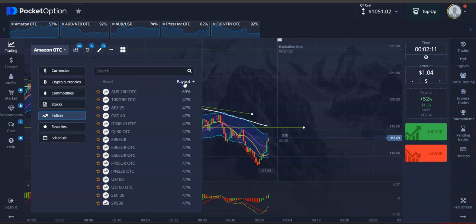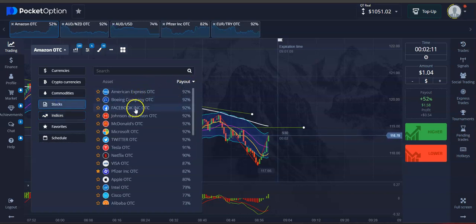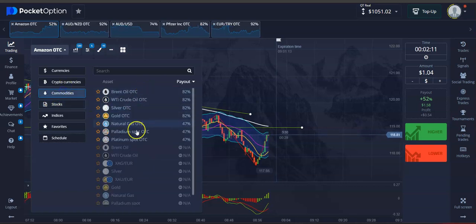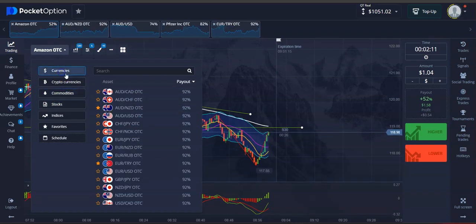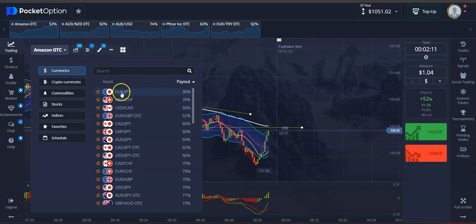If you actually look, we can see that the ones with the highest payout are usually OTC. Stocks, you can see the majority over here are all OTC. Commodities, some of them are OTC, and currencies, some of them are OTC. Usually the OTC pairs have higher payouts, whereas the non-OTCs, as you can see right here, have lower payouts. I'm going to explain the differences between them.